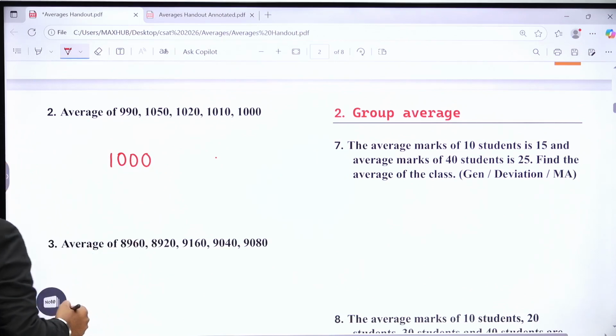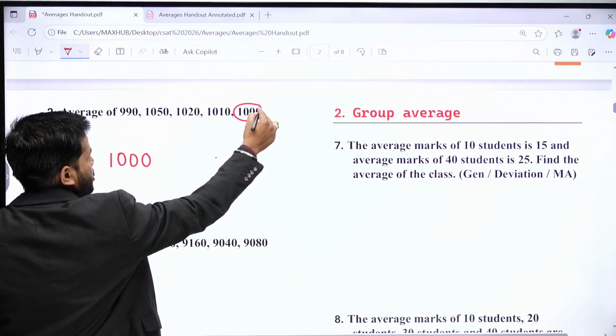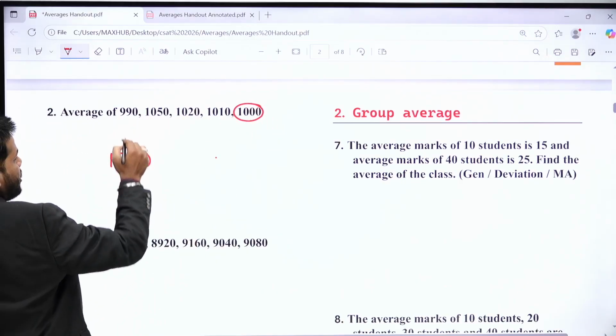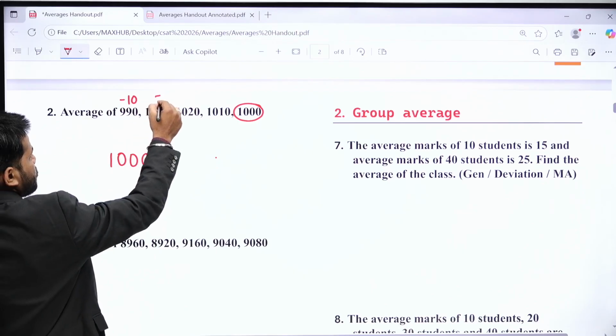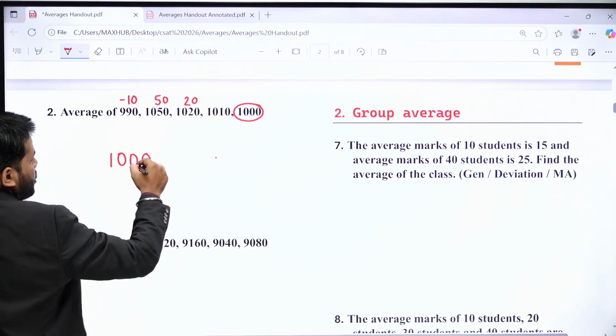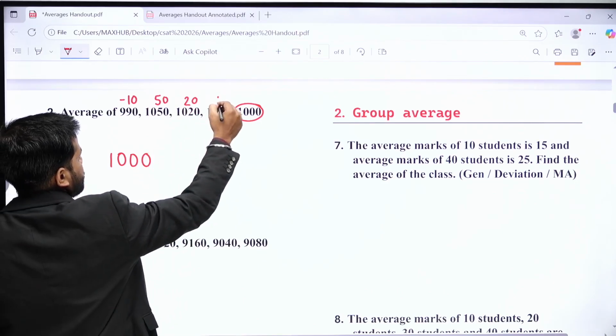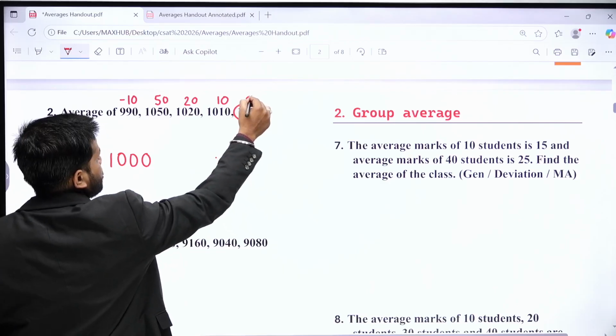I will take 1000. Then I will do the deviation. 1000 is a number from this itself. So 990 minus 1000, the answer would be minus 10. 1050 minus 1000, the answer would be 50. 1020 minus 1000, the answer would be 20. 1010 minus 1000, the answer would be 10. Now 1000 minus 1000, the answer will be 0.